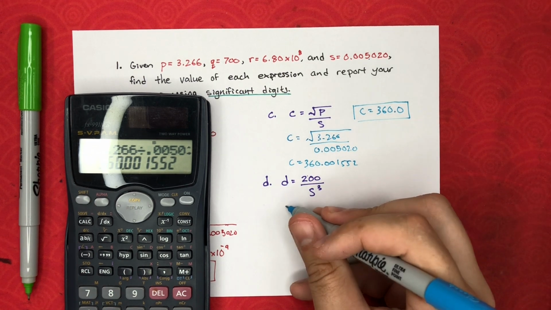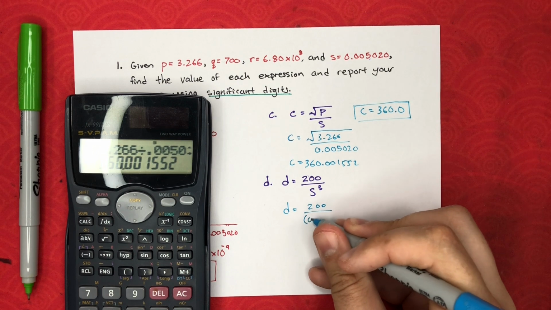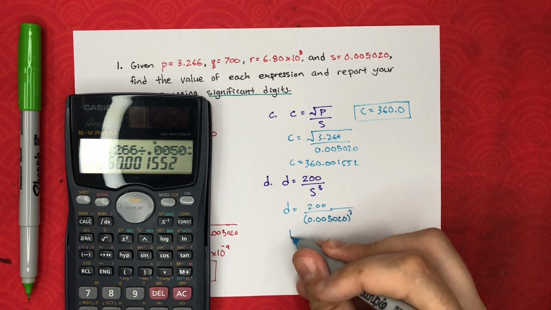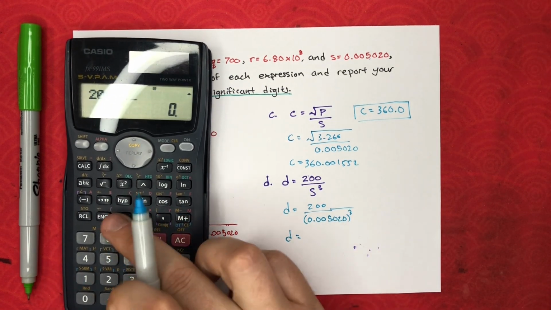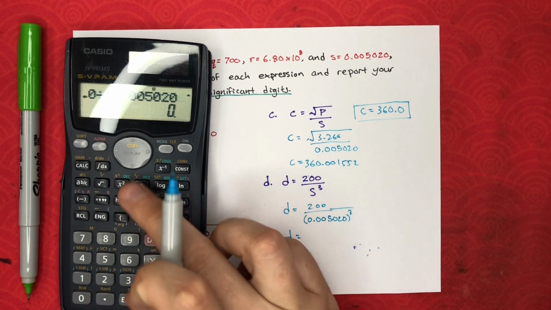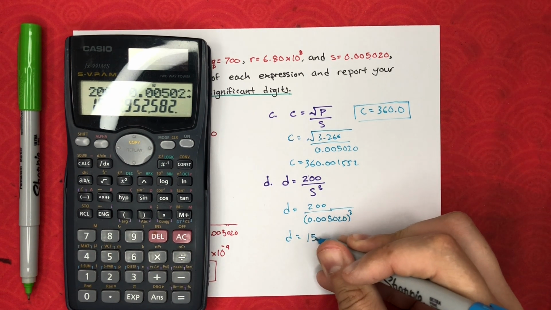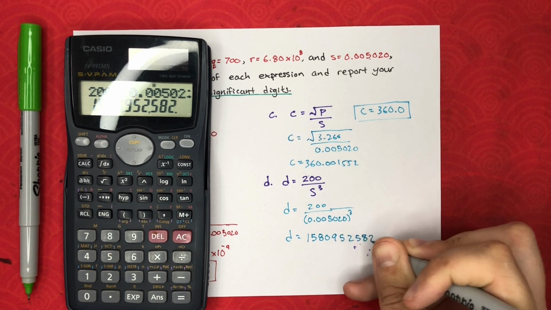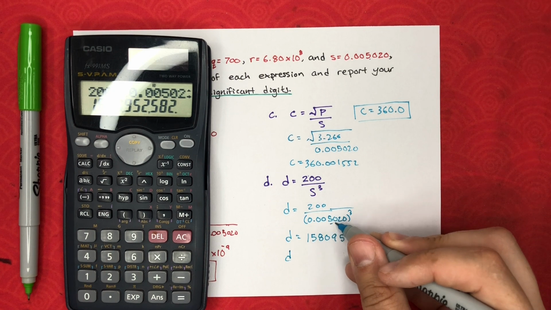And then finally, for question D, D is equal to 200 divided by S to the power of 3, 0.005020 to the power of 3. We're going to put that in our calculator here. We have 200 divided by 0.005020 to the power of 3. And we get an answer of 158095252. But keeping in mind significant figures, we need to round it to 1, 2, 3, 4.